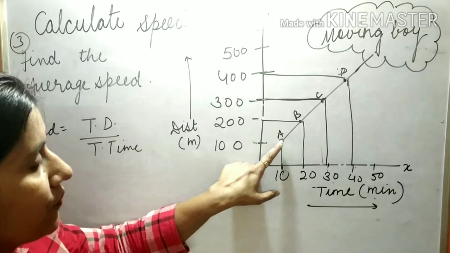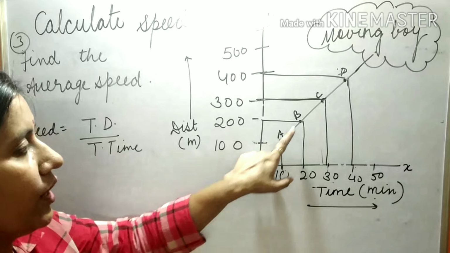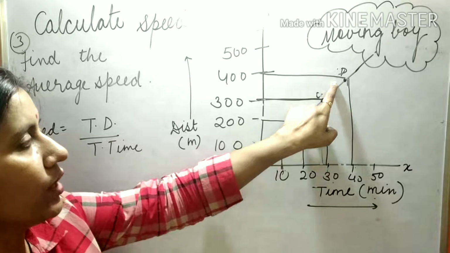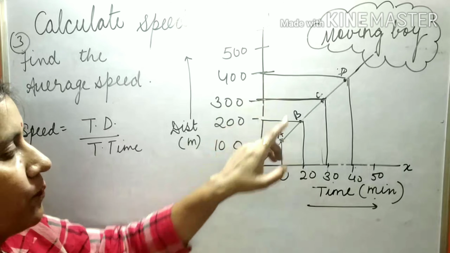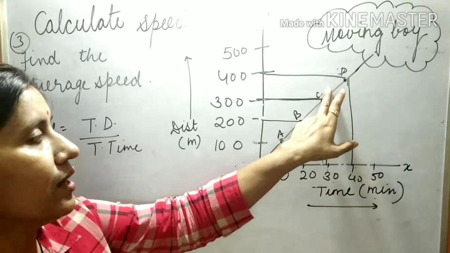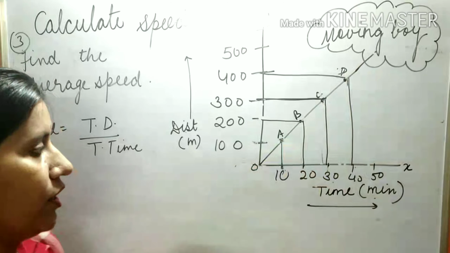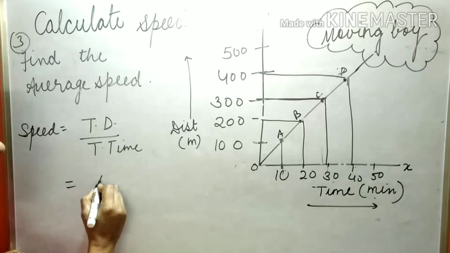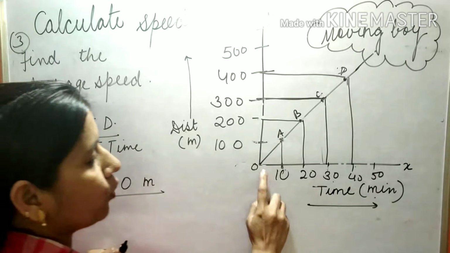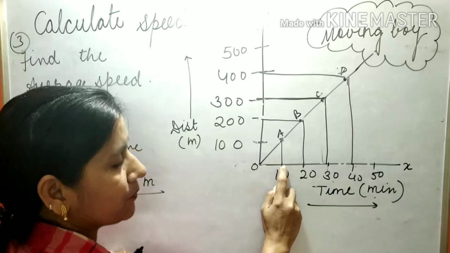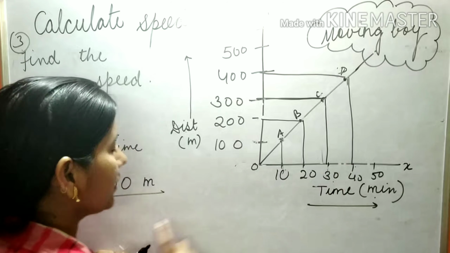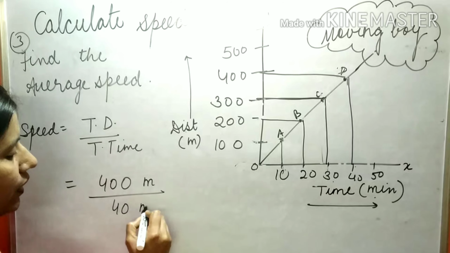यहाँ से यहाँ तक कवर किया. 0 to A 100, फिर A to B again 100, so it is 200. B to C 300, C to D again 100, so 400. So A तक पहुंचने में 100 डिस्टेंस, B तक 200, C तक 300, D तक 400. तो बॉय का टोटल डिस्टेंस क्या आया? It is 400 meter. Now let's see the total time. बॉय ने यहां से शुरू किया. This is 10. A तक पहुंचने में 10, then it is 20, C तक it is 30, D तक it is 40. So it is 40 minutes.